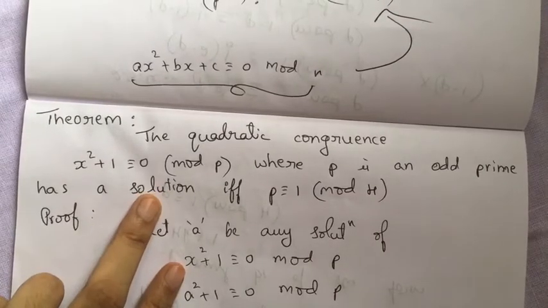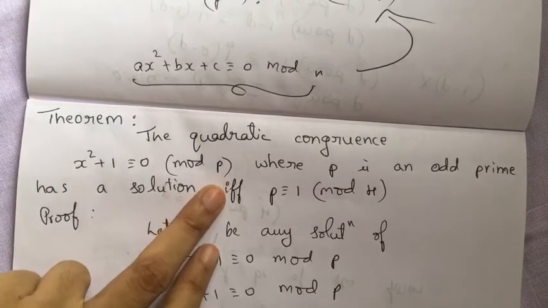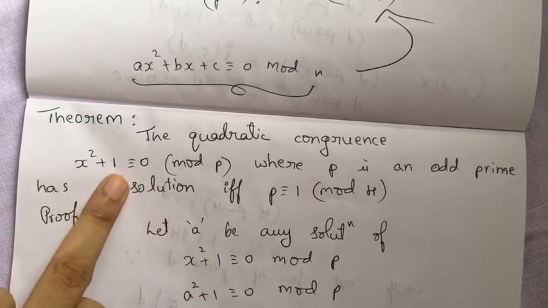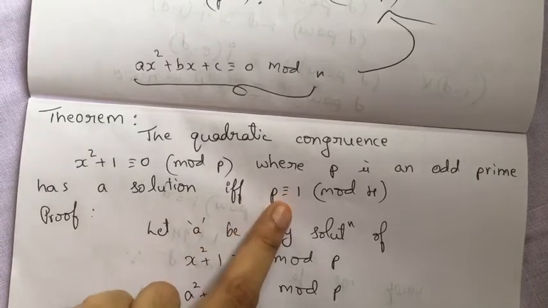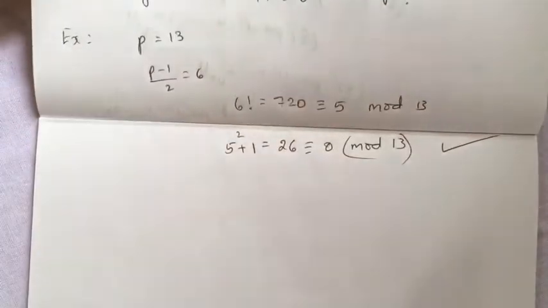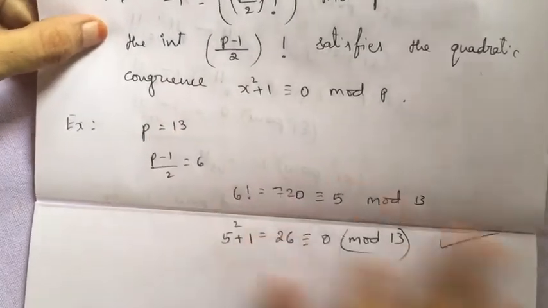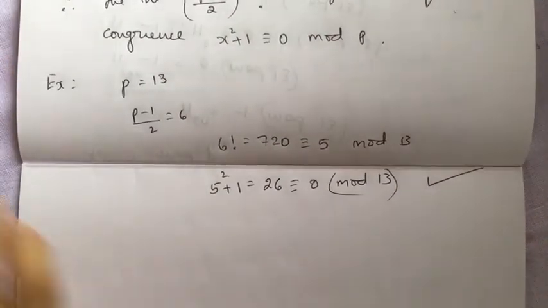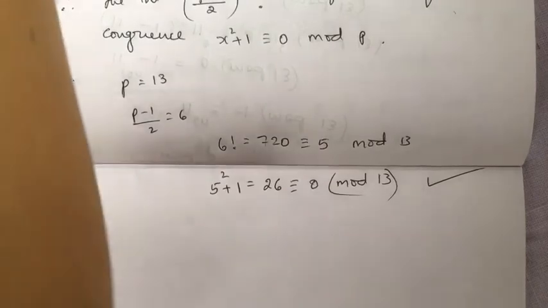Therefore you can say, for the quadratic congruence x square plus 1 congruent to 0 mod p: if p is an odd prime, then the quadratic congruence has a solution if and only if p is congruent to 1 mod 4. Check it over here. Okay, let us look at the problems based on this.